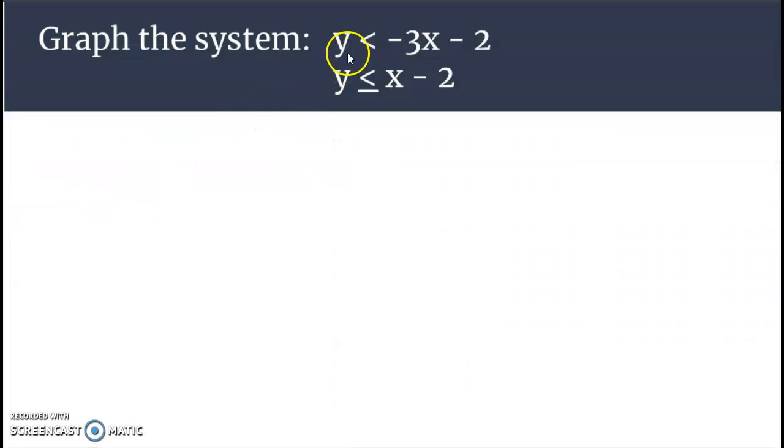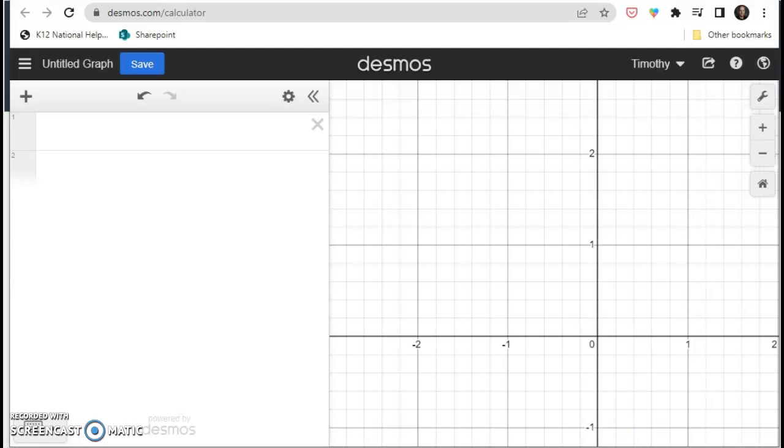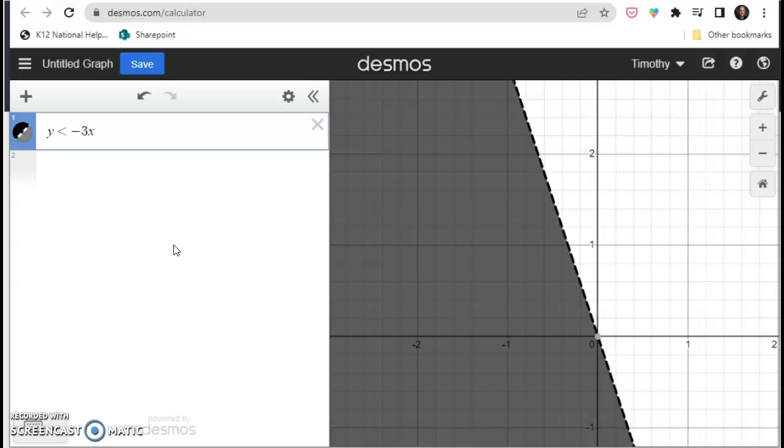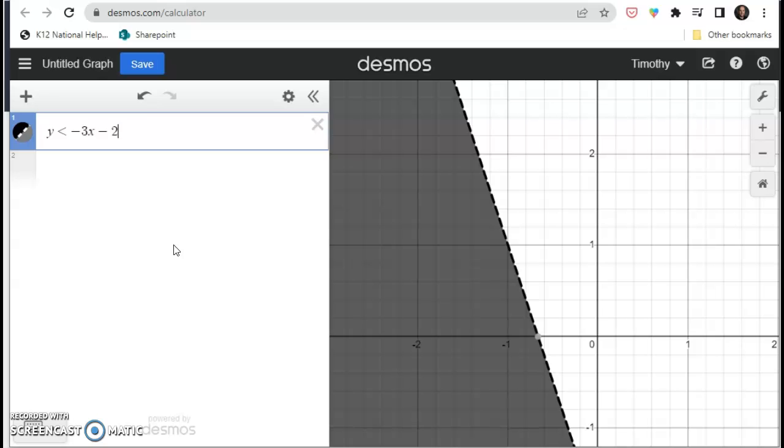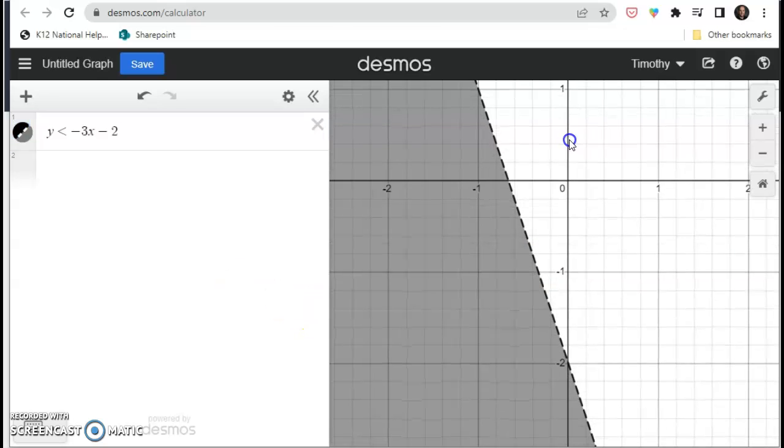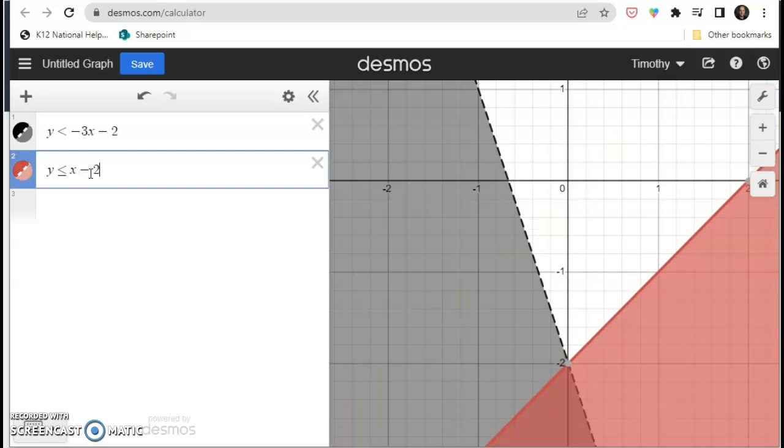So if we're going to graph the system y less than negative 3x minus 2 and y less than or equal to x minus 2, let's do that here and see what comes up. Here's the first one, y less than negative 3x minus 2. That's what the line looks like. Notice we shade below it, has a y-intercept of negative 2. And then the same thing's going to happen here, y less than or equal to x minus 2.